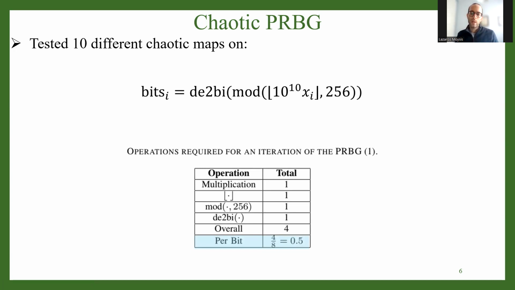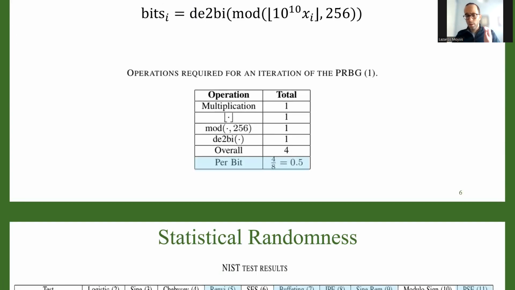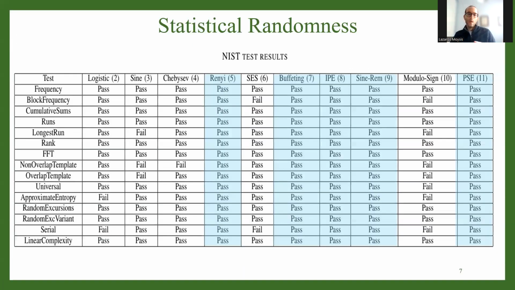Because we have 4 operations overall and 8 bits produced. So the ratio between operations and bits is 4 over 8, so like 50%, which is a very good balance, right? So the first thing we checked, of course, is statistical randomness, because if you don't have a random PRBG, you cannot use it.